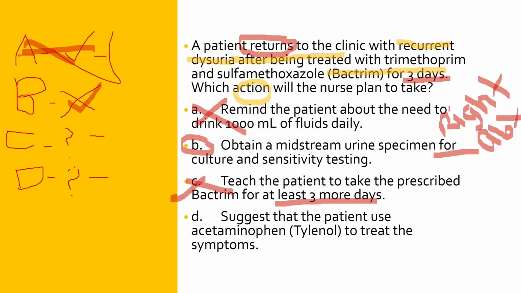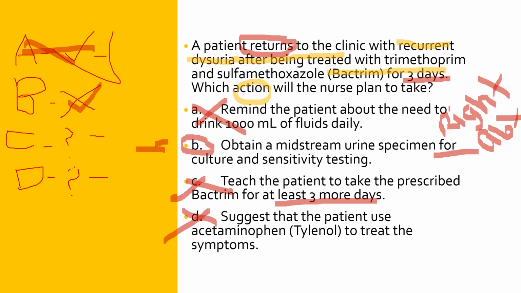And then suggest that the patient use Tylenol to treat the symptoms. Well, it's not going to be as effective as other medications, such as your Pyridium. So Pyridium is great for treating your dysuria. You just have to remember that Pyridium can cause orangish red urine, which can concern your patients. So please make sure that you educate them about that. But we know that this is not the best answer.